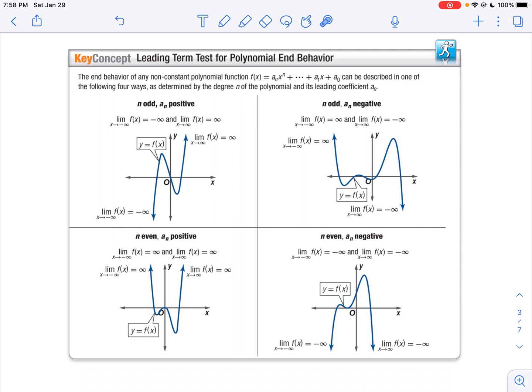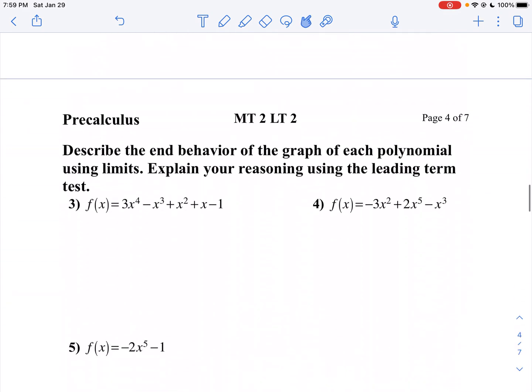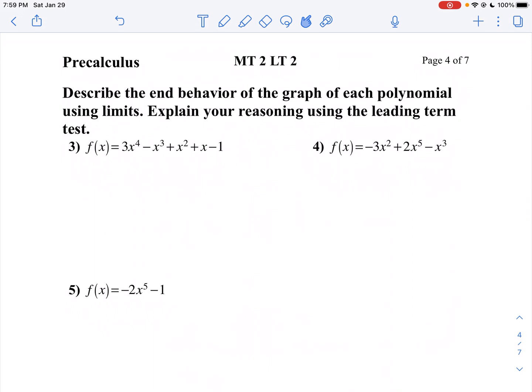If your function is even, we know it's going to point the same direction. Up if your leading coefficient is positive, down if your leading coefficient is negative. So what we're going to do, let's describe the end behavior of our graph based on our tests, and then we can check by graphing it.